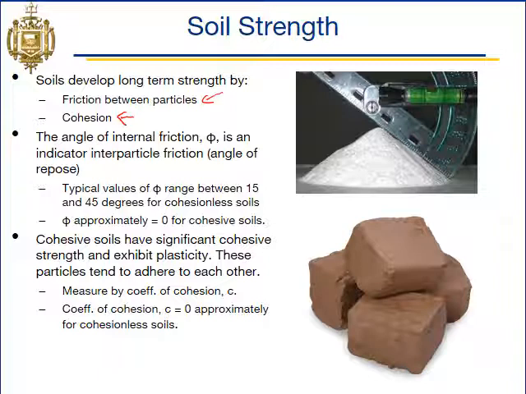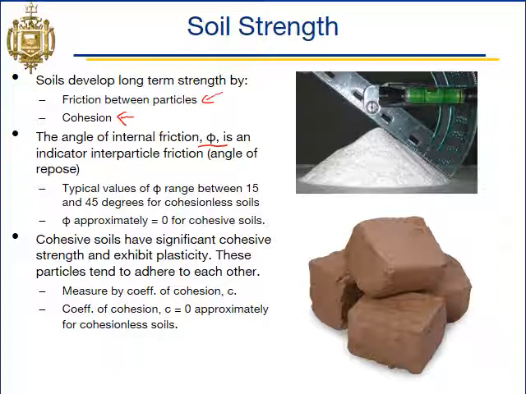We define the friction between particles with the angle of internal friction, phi. Small values of phi mean that the soil is not very strong and has low friction between the particles, and high angles of phi mean lots of friction between particles and the soil is stronger.